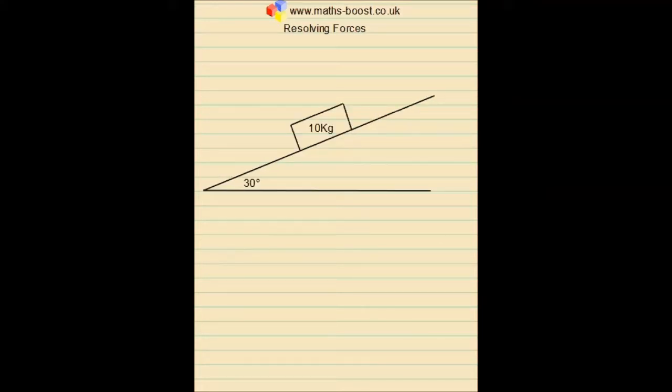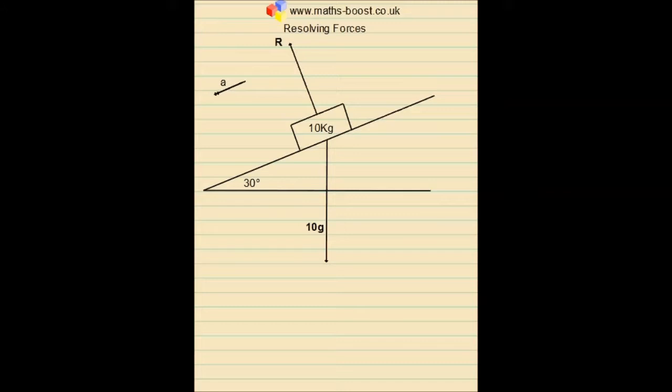So onto an example. In the sorts of questions you're likely to meet, the first step is to draw a diagram that represents the given situation. You'll then draw on your forces, including a double-headed arrow showing the direction, or at least what you believe to be the direction, of acceleration.